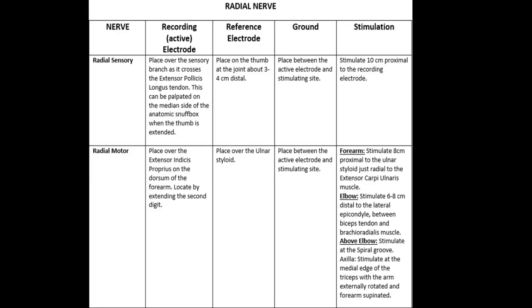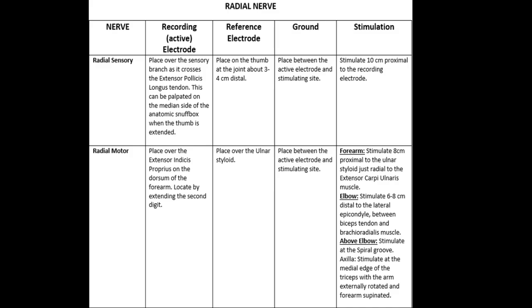For the radial sensory, again, you're gonna place the recording electrode in the anatomical snuff box. It's right there, and there is a tendon which is very obvious. You can palpate that tendon, extensor pollicis longus. You can feel your nerve a little bit crossing through that. You put your recording electrode there, reference electrode a couple of centimeters down at the thumb, ground at the dorsum between the recording and active, and then you're gonna stimulate 10 centimeter proximal to the recording electrode on the dorsal surface of your forearm.